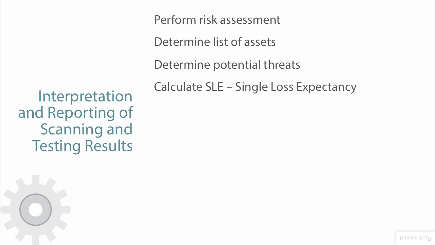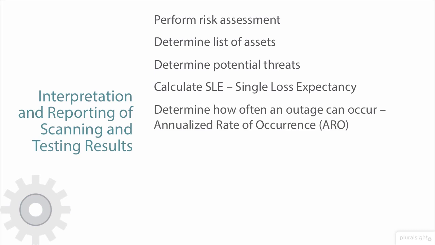Now, it's important that we take some time to do this and try to do it as accurately as possible, because that's really what's going to come back as we start to scan and monitor for all of this. Now, we'll determine how often an outage can occur, and that was our annualized rate of occurrence. So we can determine, over a year, what our loss expectancy is. And this can help us make decisions financially on the kind of controls that we want to put in place.